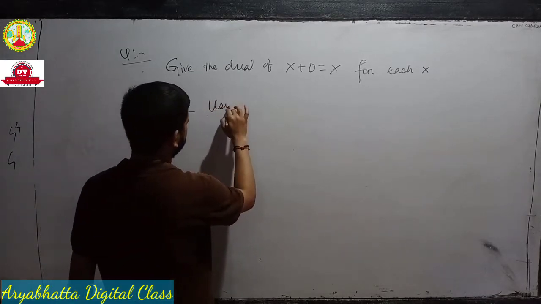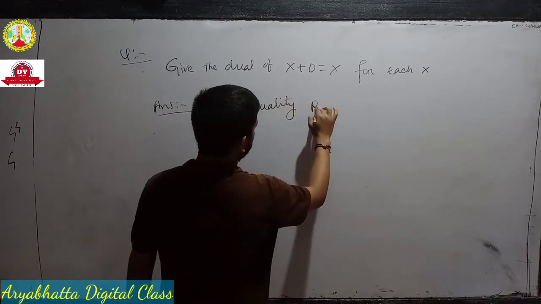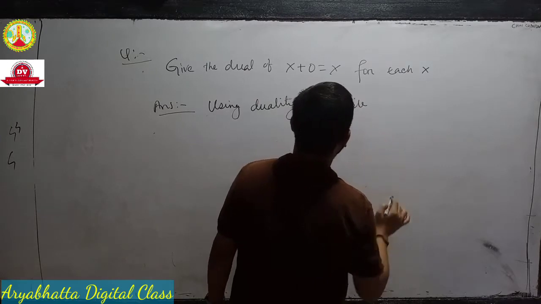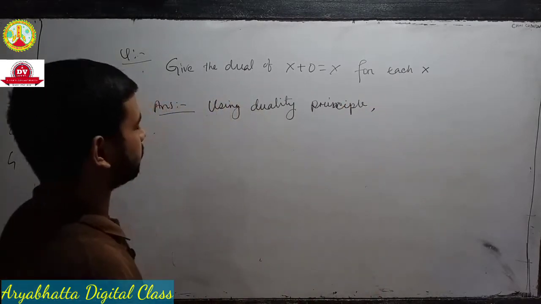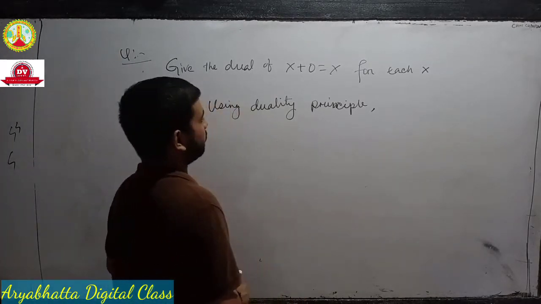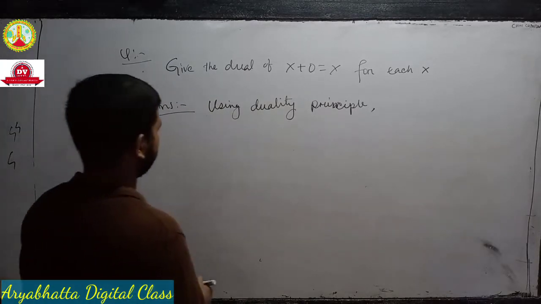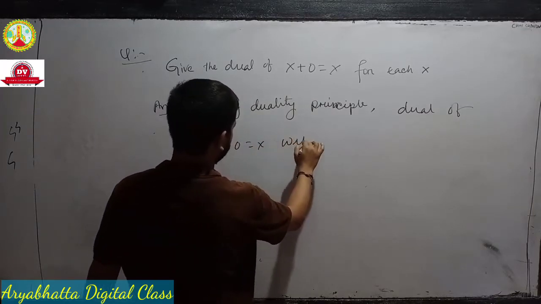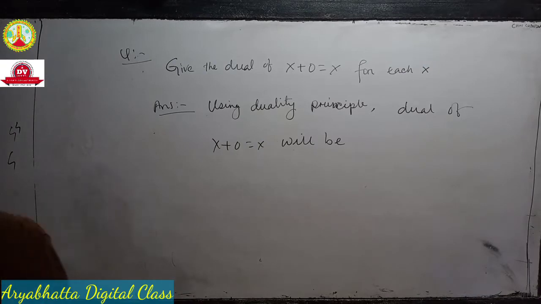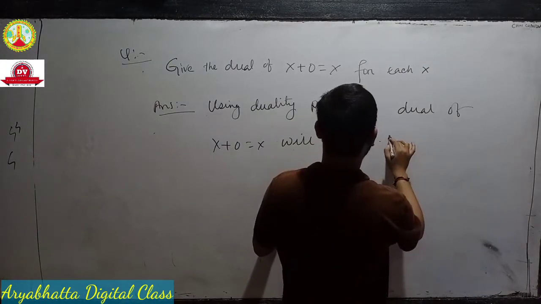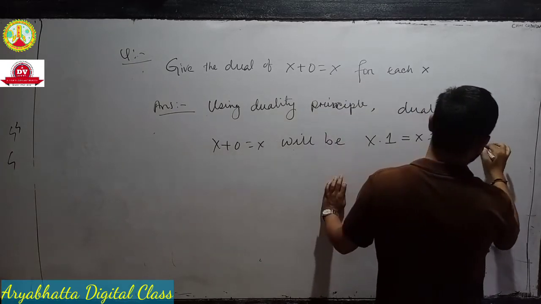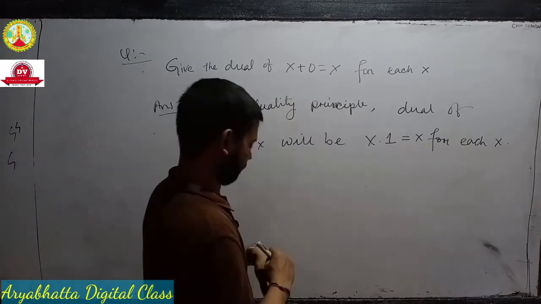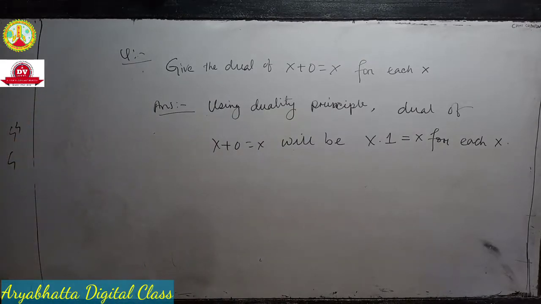Using the duality principle, the dual of x plus 0 equals x will be x dot 1 is equal to x for each x. Understood?